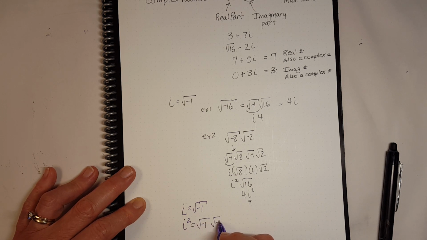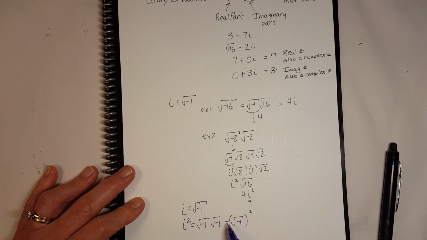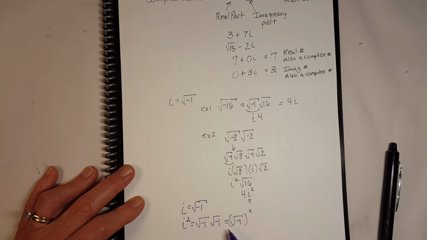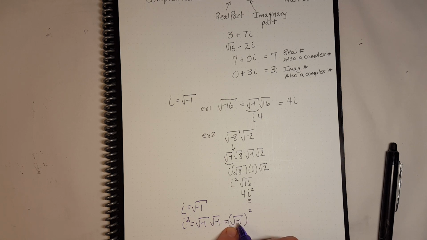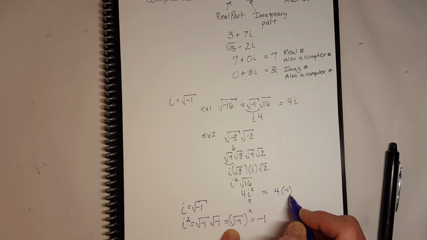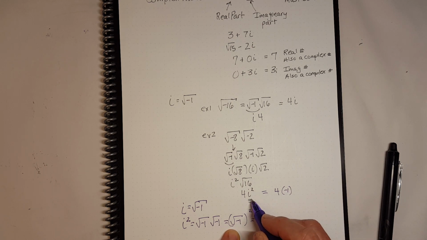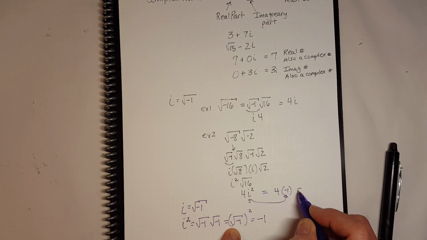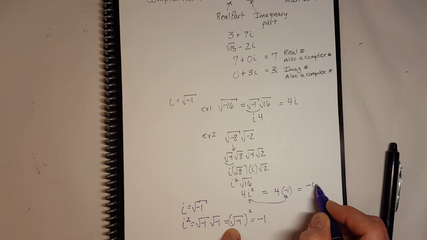times the square root of -1, which is the square root of -1 squared. And we know that when I square a square root, it makes that go away. The square of the square root just brings the inside out of the radical, and so we have i squared is equal to negative 1. And so 4i squared is 4 times negative 1, because i squared is negative 1. And so the answer here is negative 4.